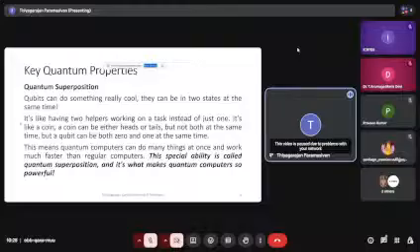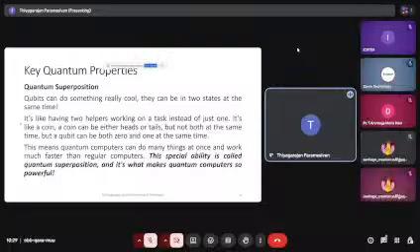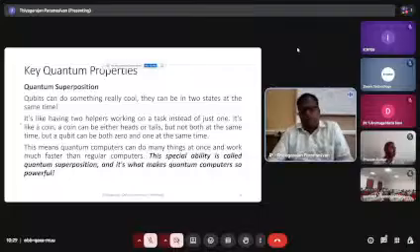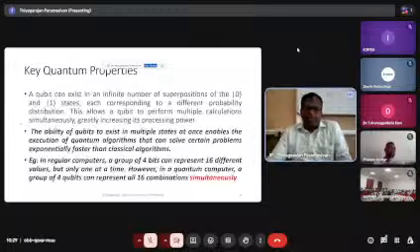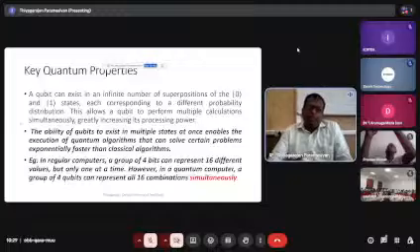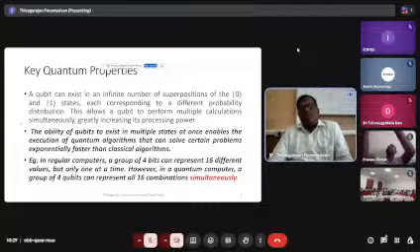So this is superposition. This is the main property which helps quantum computers do many works at once, and it makes the quantum computer much faster than regular computers. This is what makes it so powerful. The ability of qubits to exist in multiple states at once enables the execution of quantum algorithms that can solve certain problems exponentially faster than classical algorithms.